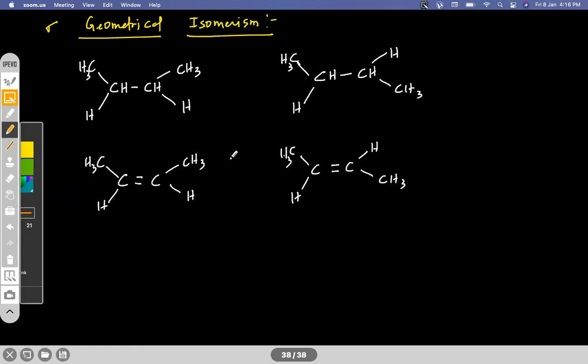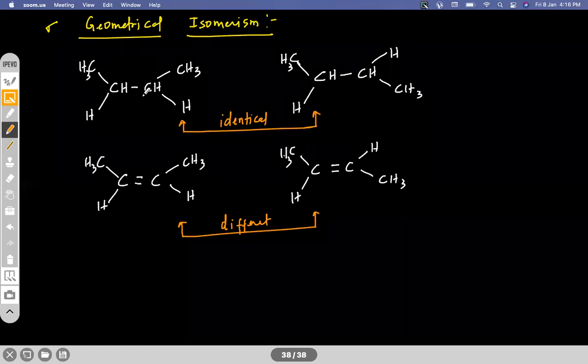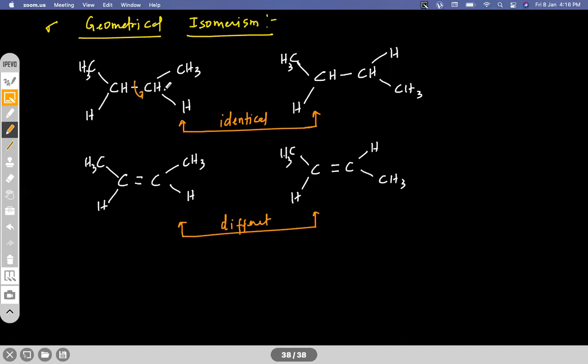I'm talking about these two molecules. Do you have any difference? What is the difference or similarity? Are these two molecules the same or different? These two molecules are different molecules. But this one is an identical molecule. There's no difference in these two. Why? Because we do not have a double bond present here. If a double bond is not present, then you can easily rotate this carbon across this single bond. Rotation is there, so you can rotate this and you'll get this molecule.